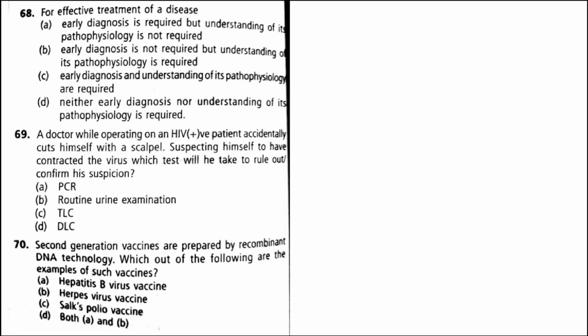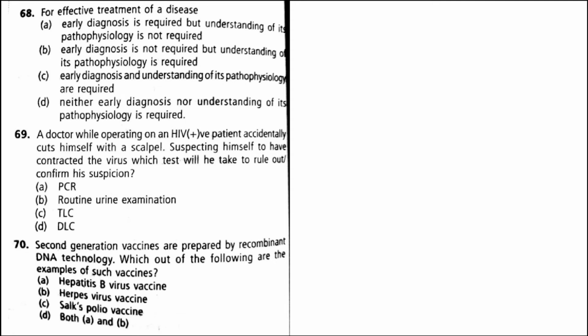For effective treatment of a disease, option A, early diagnosis is required but understanding of its pathophysiology is not required. B, early diagnosis not required but understanding of its pathophysiology is required. C, early diagnosis and understanding of its pathophysiology are required. D, neither the early diagnosis nor understanding of its pathophysiology is required. The answer is option C.